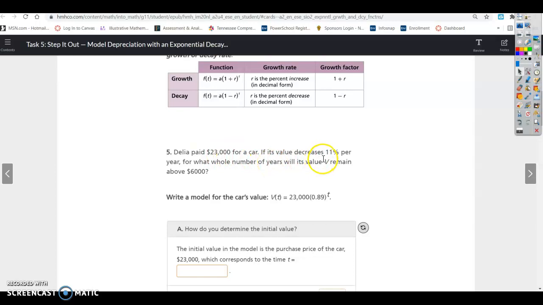Delilah paid $23,000 for a car. If its value decreased 11% per year, for what whole number of years will the value V remain above $6,000? Write a model for the car's value: V of t equals 23,000 times 0.89 raised to the t power. It says it decreased by 11%, so we know it's going to be a decay function. You take 100% and subtract 11% to get that 0.89.